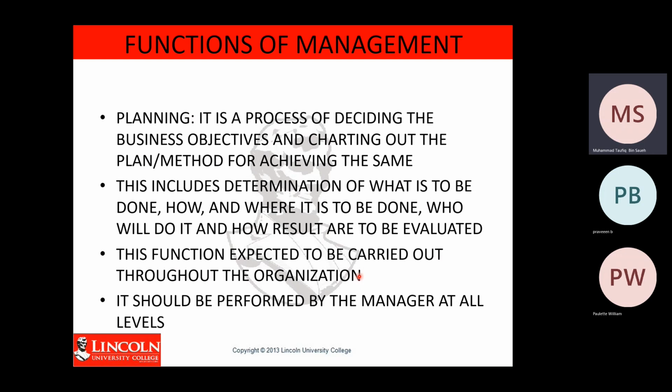Each team will implement a different strategy so that they can achieve the goal for their own team. That's why it's stated here that the planning function will happen throughout the organization. The top management will make their planning for the company, and then they pass it to the lower level. The lower level will make their own planning also, so that they achieve the goal set for their team. And the goal of the team must reflect whatever the top management already planned for them. It should be performed by managers at all levels. That is the first function of management, which is planning.